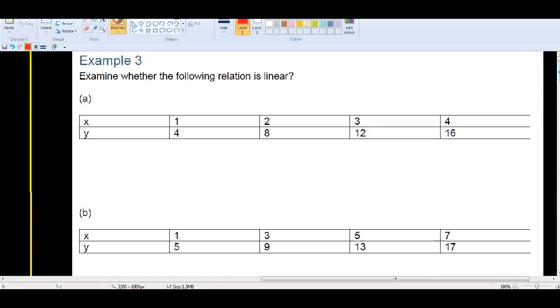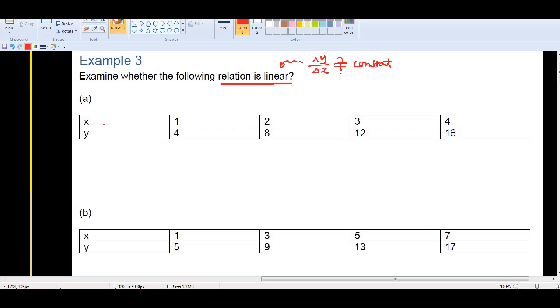Okay, let's have some exercise. Examine whether the following relations are linear. You need to read the question very carefully. For the same type of question, it might be asking you to check whether they are in direct proportion, or it might be asking you to check whether they are linear. If they are asking you to check whether a relation is linear, what kind of method are we going to use? Are we going to use the double line method? No, you are going to check whether delta y over delta x is a constant. That's what you have to do.